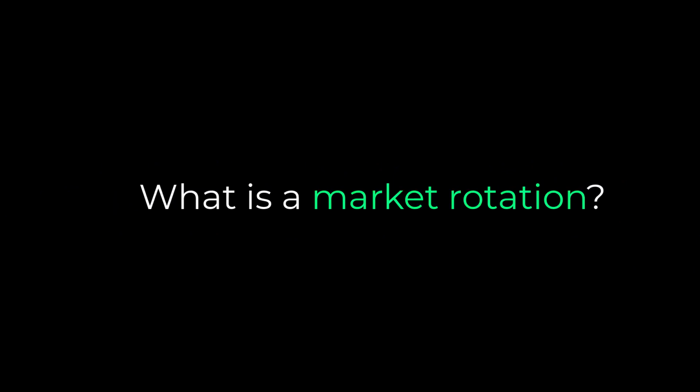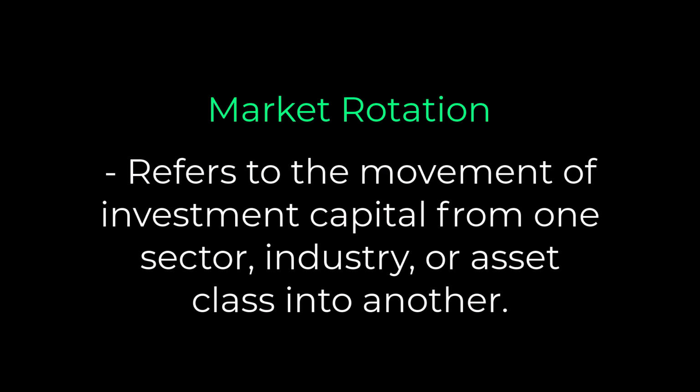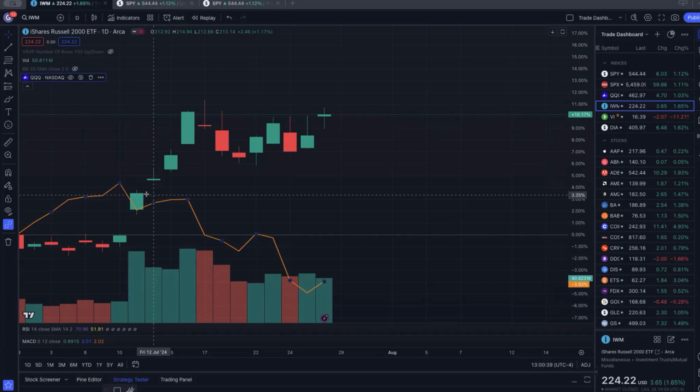So first, let's define what a market rotation is. A market rotation refers to the movement of investment capital from one sector, industry, or asset class into another within the financial markets. So in the chart we're just looking at, money is flowing out of tech, out of the QQQs, and into small caps over the last 2 weeks.